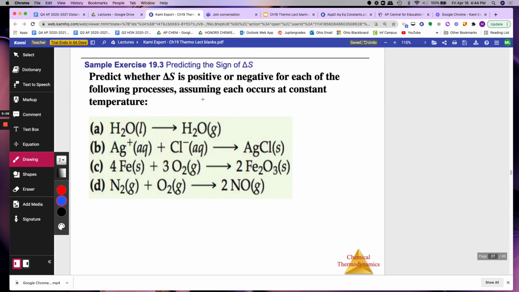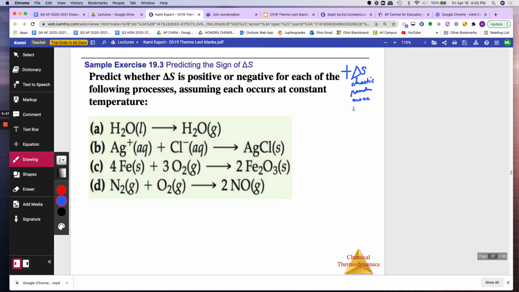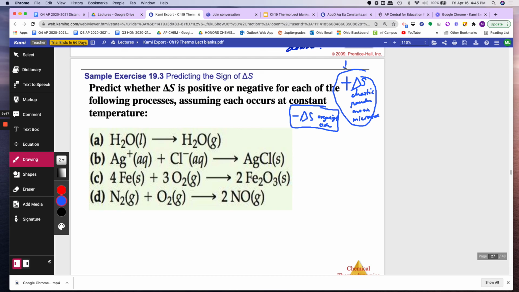Over here, predict whether the entropy change is positive or negative for each of the following processes. Let me give you just a reminder. Positive delta S means it became more chaotic, more random, more degrees of motion, more microstates. All those words just mean random. Negative delta S means it becomes more organized, more ordered. Entropy goes down. And according to the second law, positive delta S is more spontaneous. Okay, go ahead, pause the video.